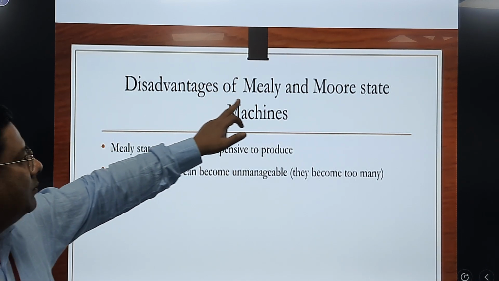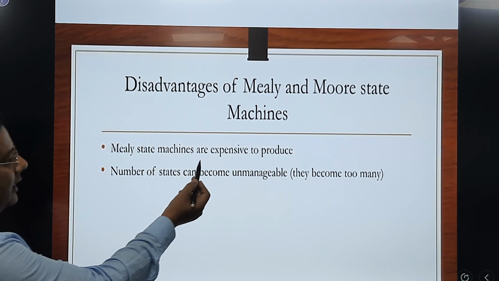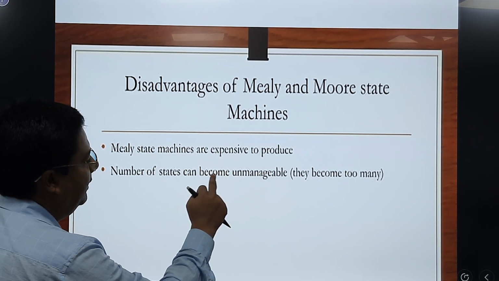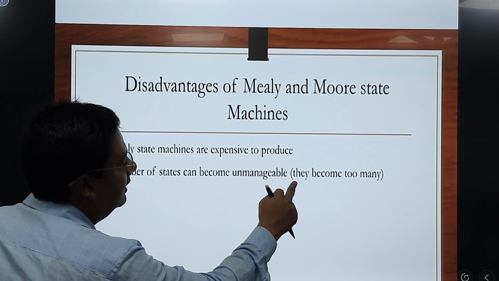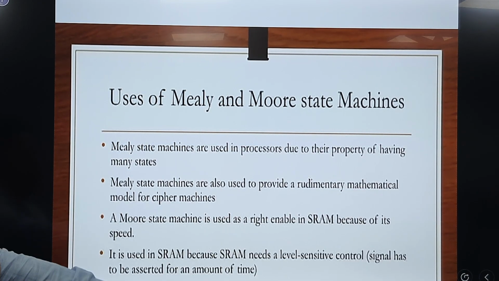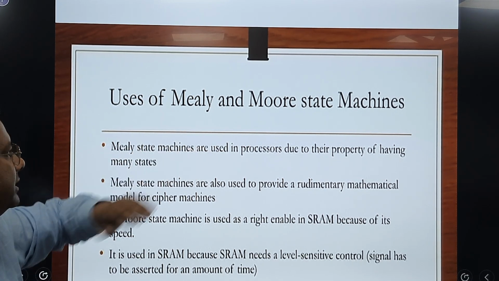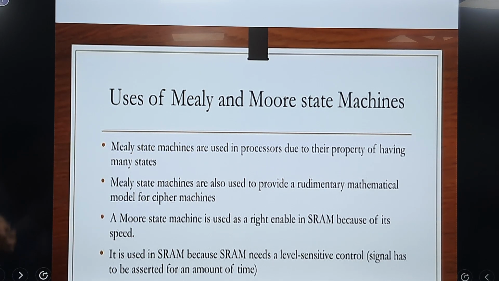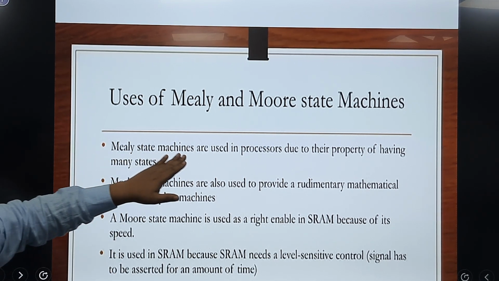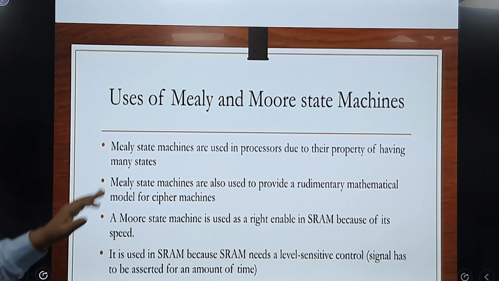This is the disadvantage of Mealy and Moore state machines. Mealy state machines are expensive to produce. The number of states can become unmanageable. They become too many. Now we are about to finish Mealy and Moore state machines. What is the use of the Mealy machine and Moore machine? Mealy state machines are used in a processor due to their property of having many states.